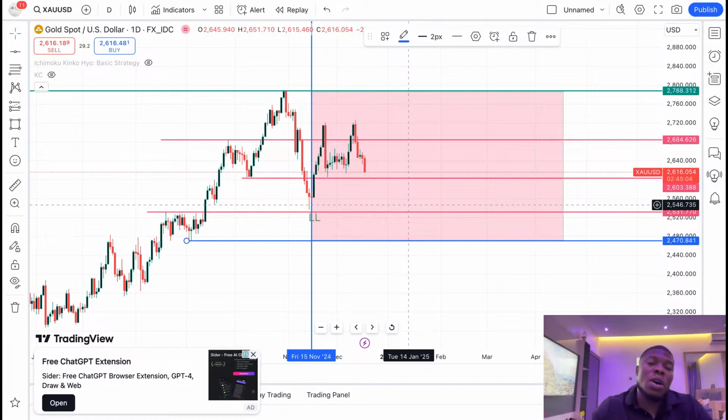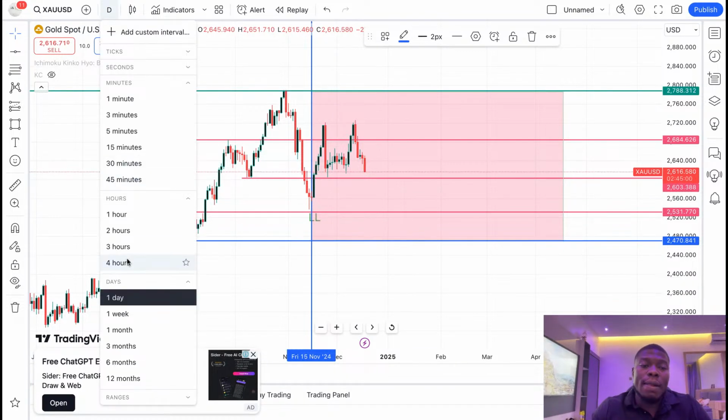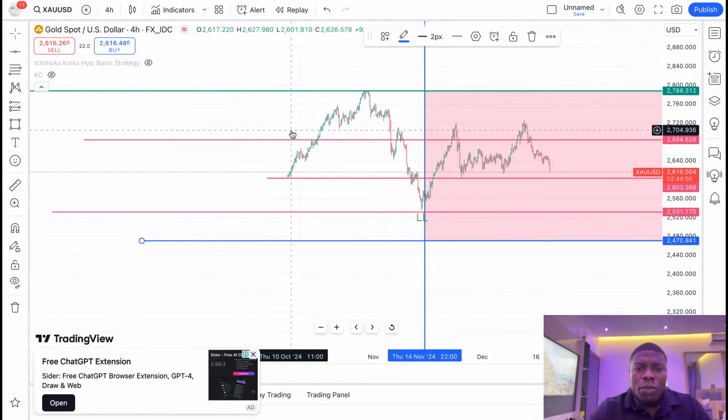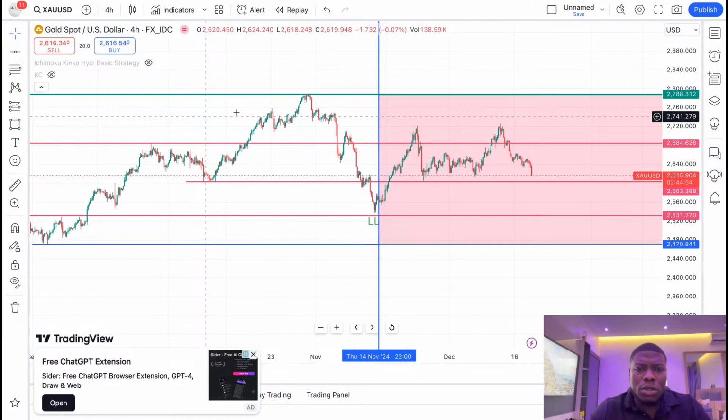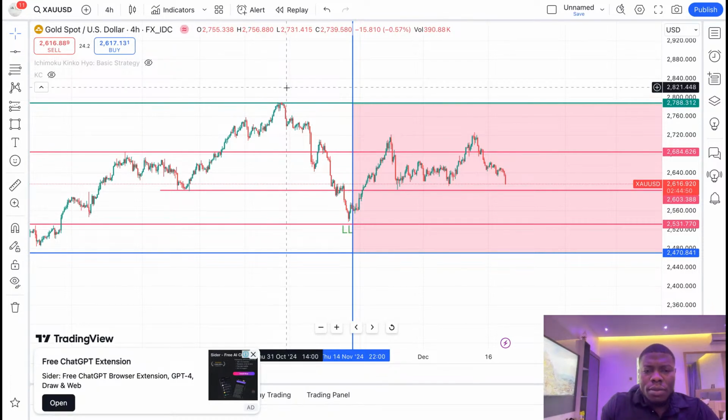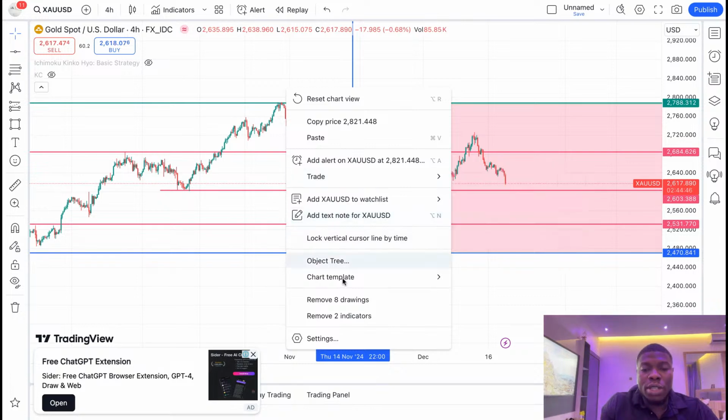We are done with our 1 day time frame. Let's move over to our 4 hours. Okay. On the 4 hours of gold, we could see, I need to delete from the 1 day. Let me delete so it won't be scattered. I don't want my chart to be messed up.